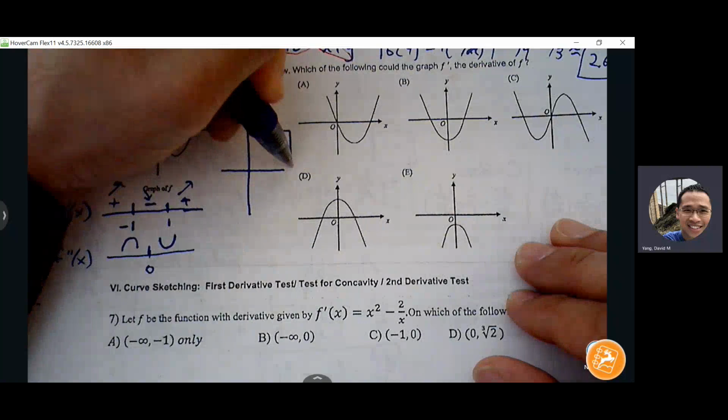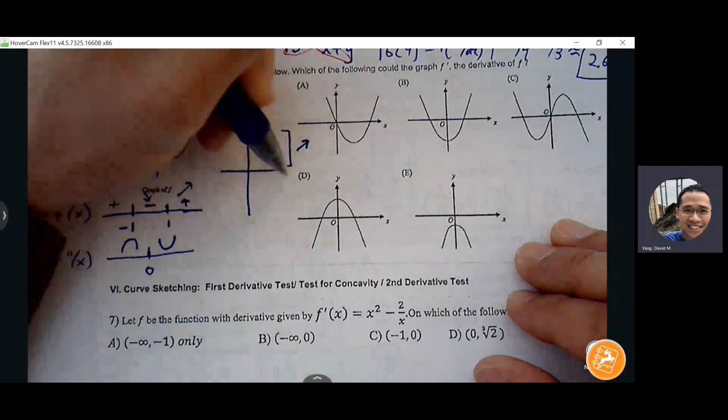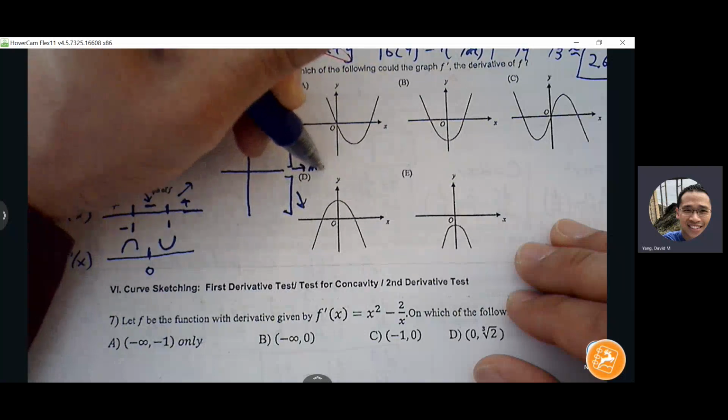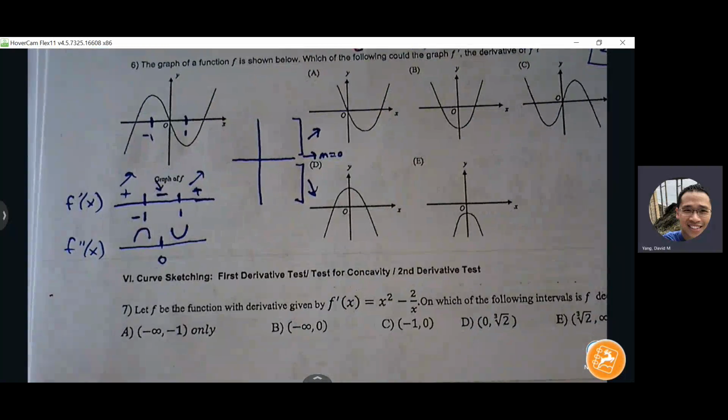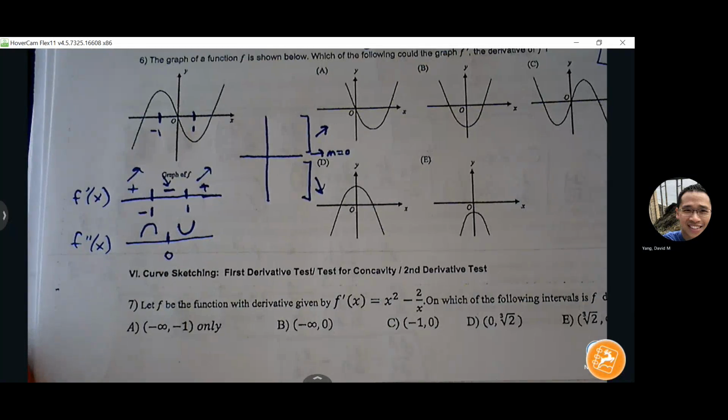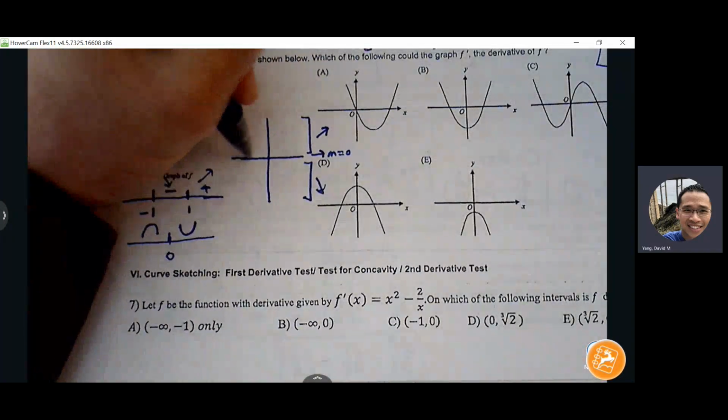So I know a derivative graph is going to look like this, right? Anything above the x-axis is positive slope. Anything below the x-axis is negative slope. Anything on the x-axis is slope 0. Okay. So what can I put onto my x-axis as x-intercepts? -1 and 1. So I'm going to go ahead and plot those points.